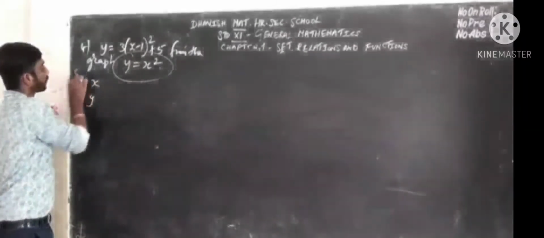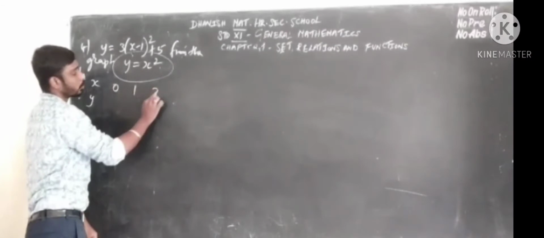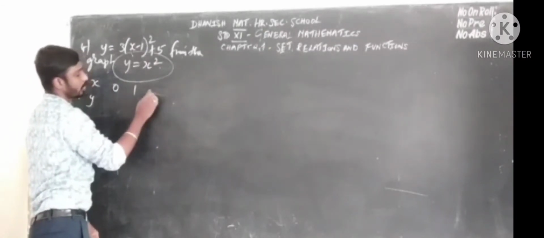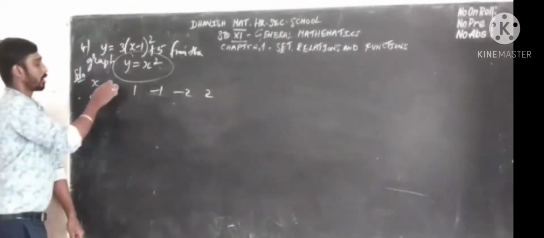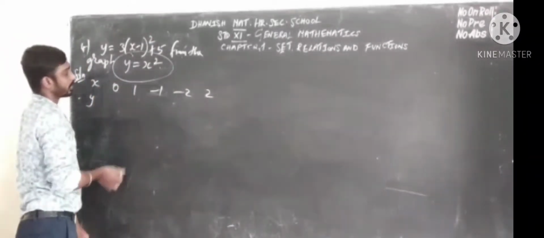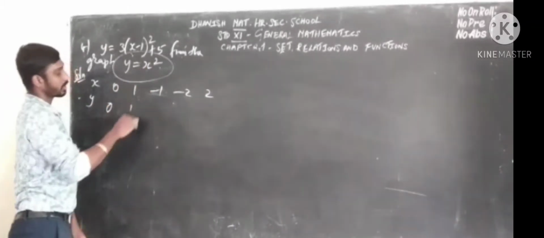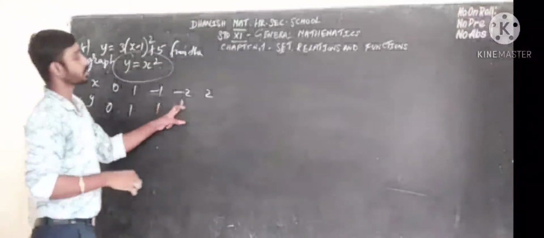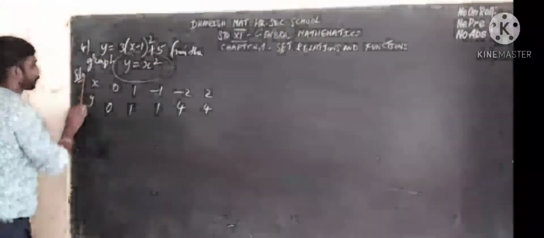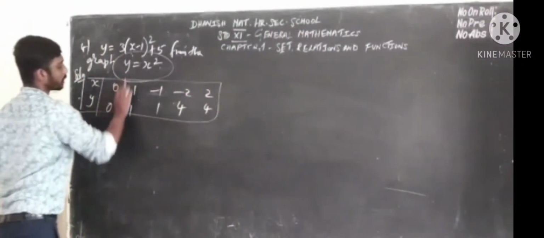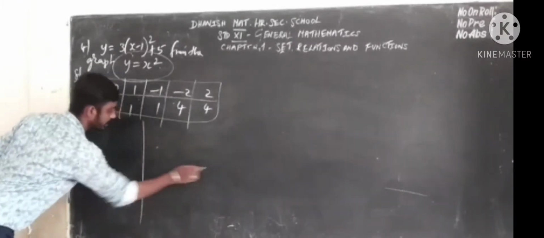Now listen here, first you have to create the table. So now I am going to put 0, 1, 2, or else 1, minus 1, minus 2, plus 2. If you put the values: here 0 gives 0, applying 1 gives 1, minus 1 gives plus 1, minus 2 gives 4, plus 2 gives 4. So listen, now plot the points on the graph.